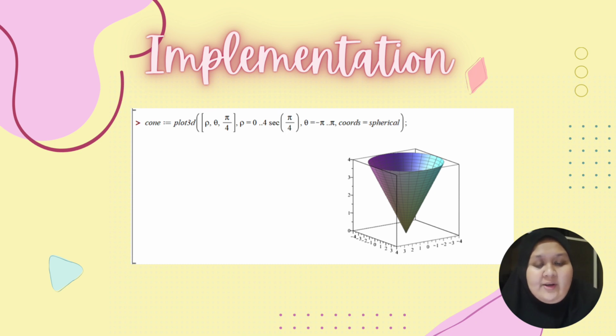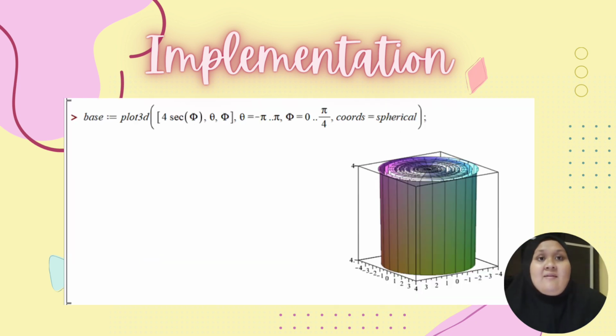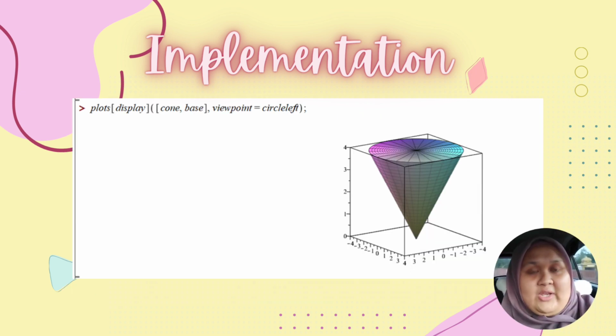To get the cone, as you can see here, we just need to implement all the coding into the MAT491 software. To get the base for this question, we just need to implement all this coding into the MAT491 software. And as you can see here, you can see this base. This base is actually in the cylinder shape. For this question, after you implement all the coding into the MAT491 software, you will need to combine the base and the cone to get this kind of surface.